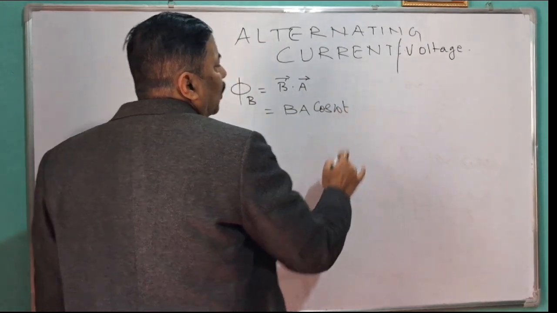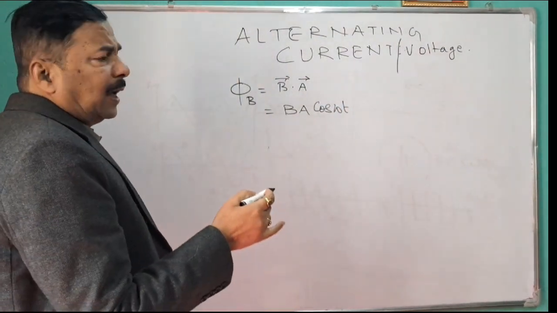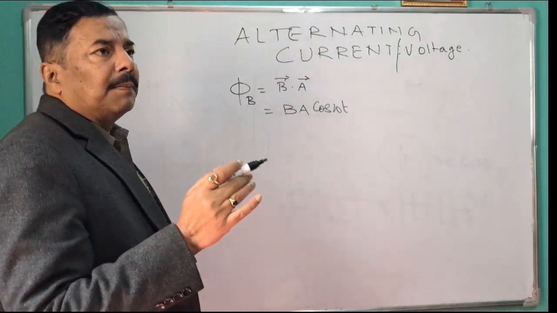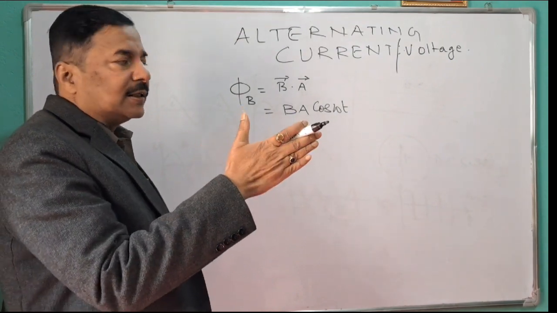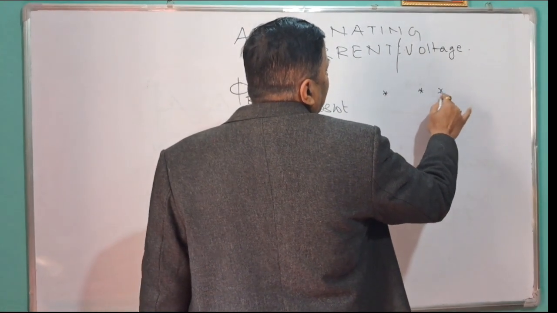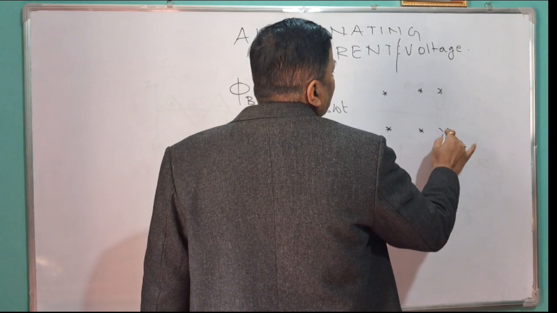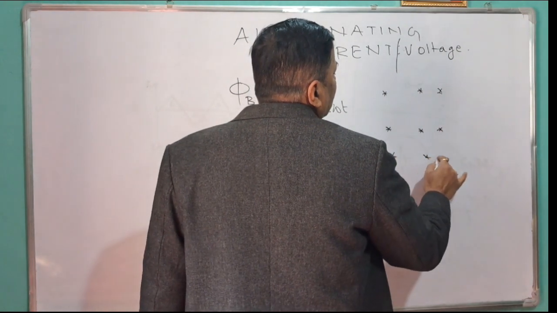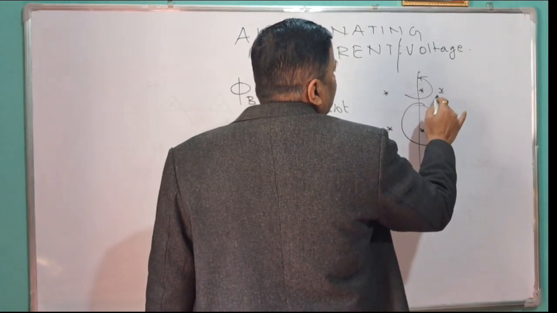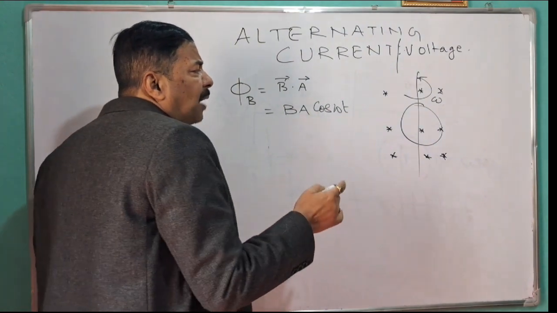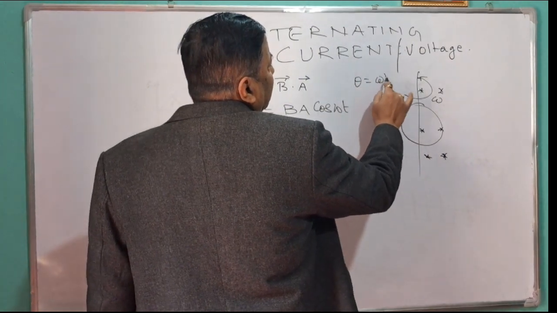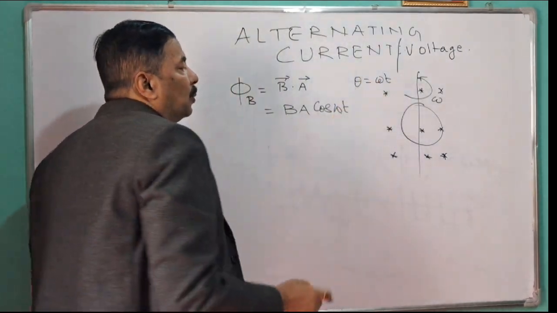Why am I writing omega t? Because if I take a coil and the coil is rotating in the magnetic field, then its theta changes. Suppose here is the magnetic field in which there is a coil, and this coil is rotated with an angular velocity omega, then after a time t, theta will become equal to omega t. So in place of theta I have written omega t.